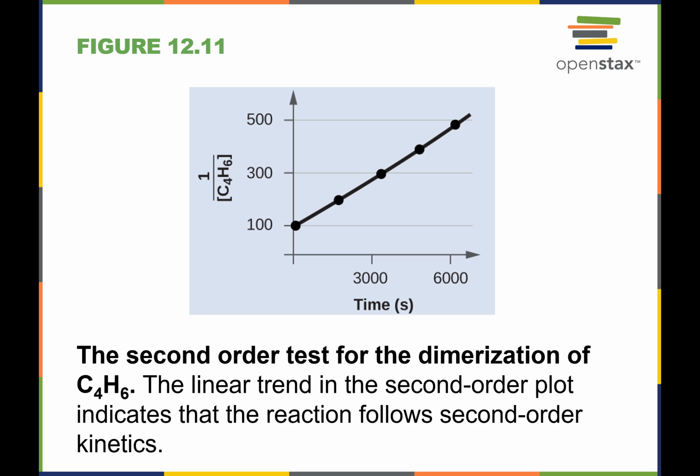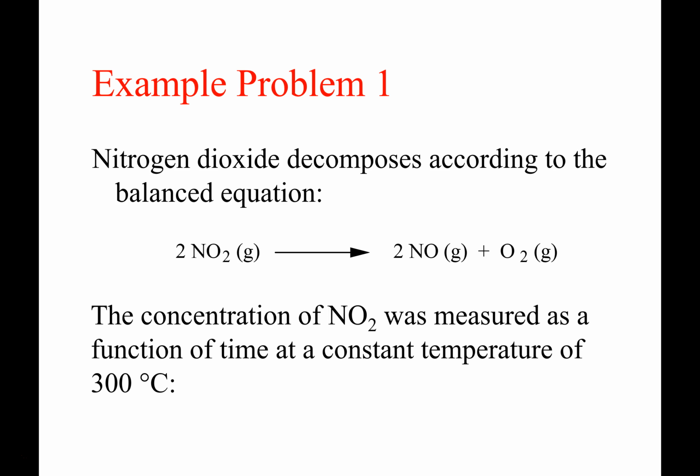So again, the dimerization of C4H6. If you're wondering which test we're testing for, look at what's plotted along the y-axis. We have the inverse of the molar concentration, so this means we're testing for second order. Pretty darn straight, so I'd say second order.